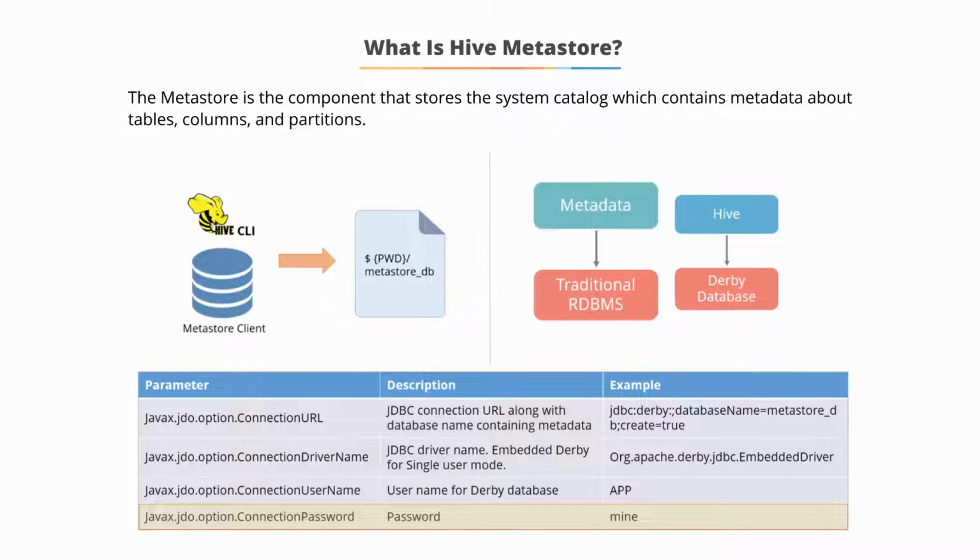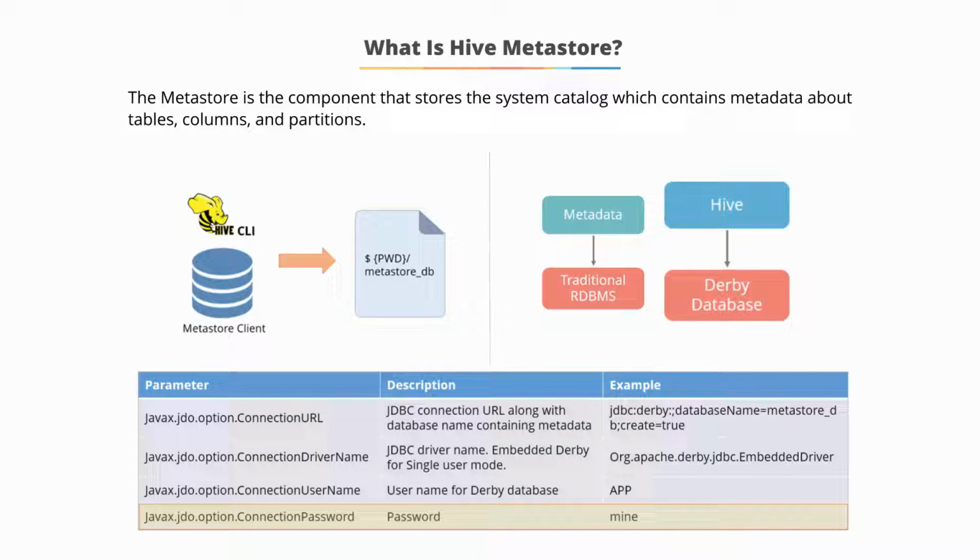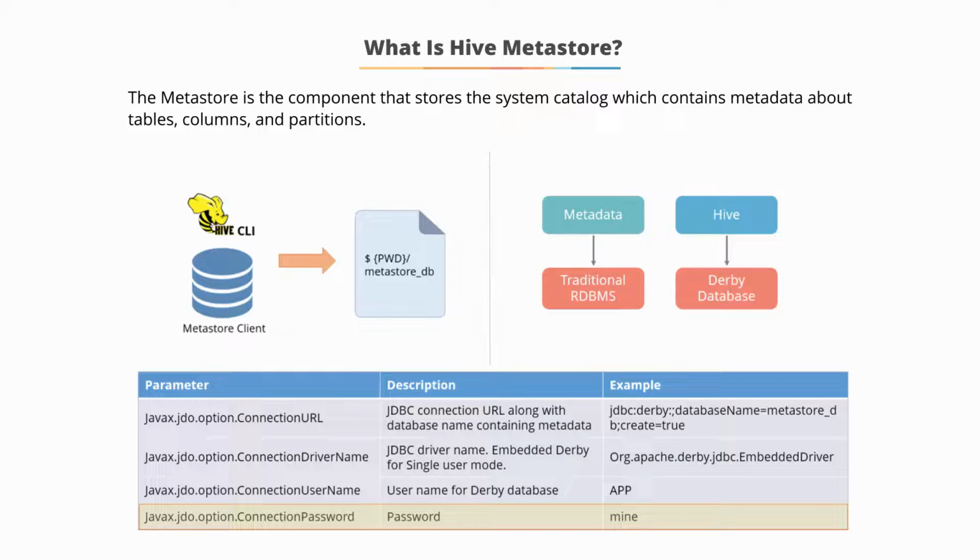However, by default, Apache Hive uses the Derby database to store metadata. Any Java database connectivity or JDBC compliant databases like MySQL can be used to create a Metastore. There are a number of primary attributes that must be configured for a Hive Metastore. Some of them include the URL connection, the driver connection, the user ID connection, and the password connection.